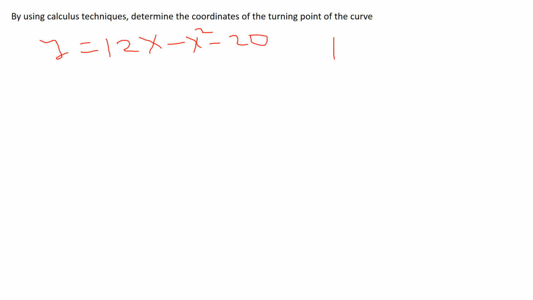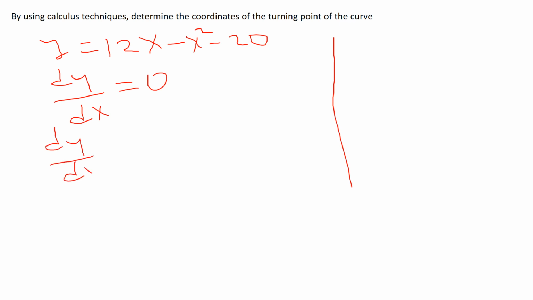So we know that at the turning point, the value of dy in respect to dx, that is the equation differentiated, will be equivalent to 0. So we differentiate this equation, and if we differentiate these, we are going to have dy/dx equivalent to 12 differentiated. This becomes x raised to power 1 minus 1, then we shall be left here with 12, then minus 2x.